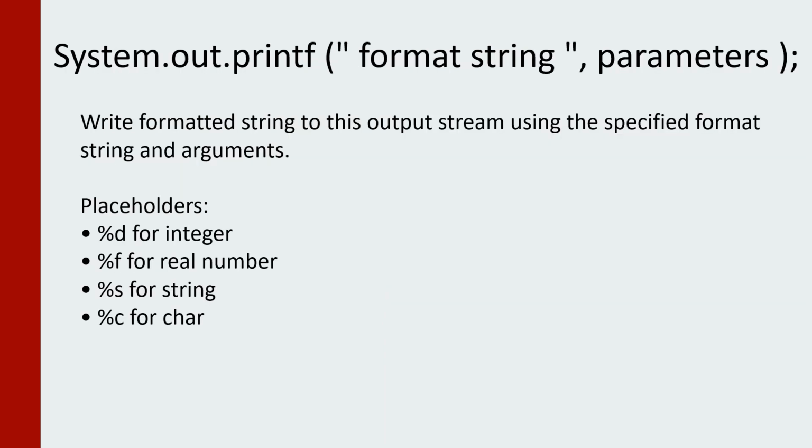Let's take a moment to review printf. Printf takes in the string that has the formatting in it, and then it takes parameters. For the output, we write the formatted string to the output stream using the specified format string and arguments. But the placeholders I have are %d, %f, %s, and %c. So I don't seem to have a %x. Could that be the problem?